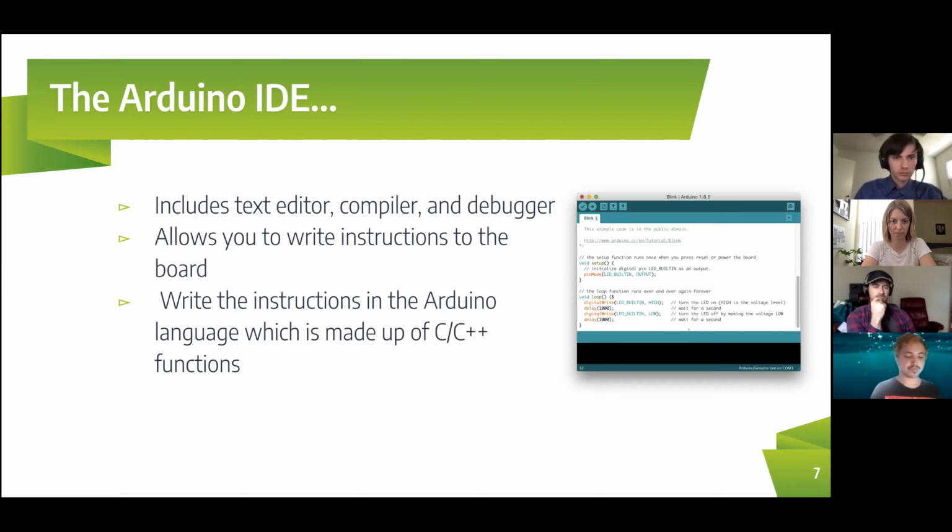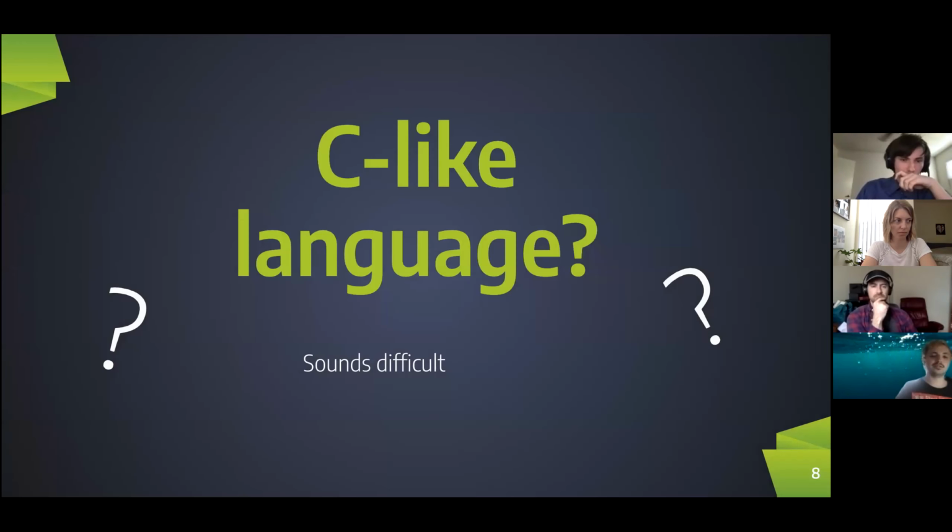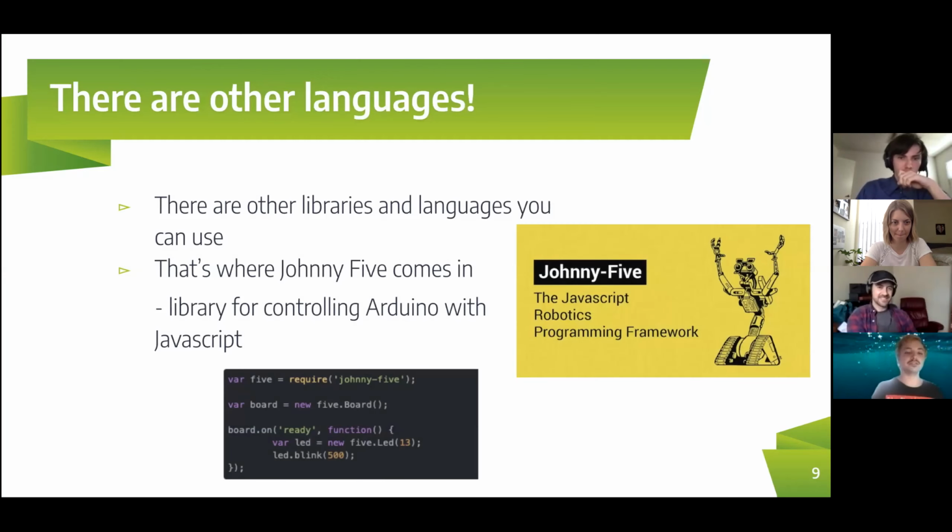And yeah, now you're probably thinking, oh man, C language? Ugh, that sounds hard. Well, no need to fear, because there are also other languages and libraries that allow you to use stuff like JavaScript. A really cool JavaScript library is Johnny-Five, so you can control the Arduino with JavaScript. You can make robotics, turn on LEDs, and hack other electronics. Right there at the bottom is a little snippet of turning on one LED with JavaScript. Really cool.